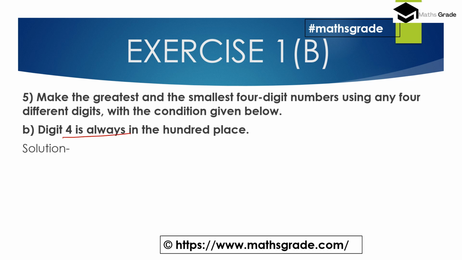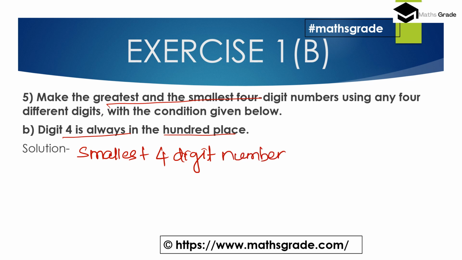Digit 4 is always in the hundreds place. This is the condition given, and we have to make the greatest and the smallest four digit numbers by using any four different digits. Digit 4 is always in the hundreds place. So the smallest four digit number will have a thousands place, hundreds place, tens place and ones place. In the hundreds place, digit 4 is always there.